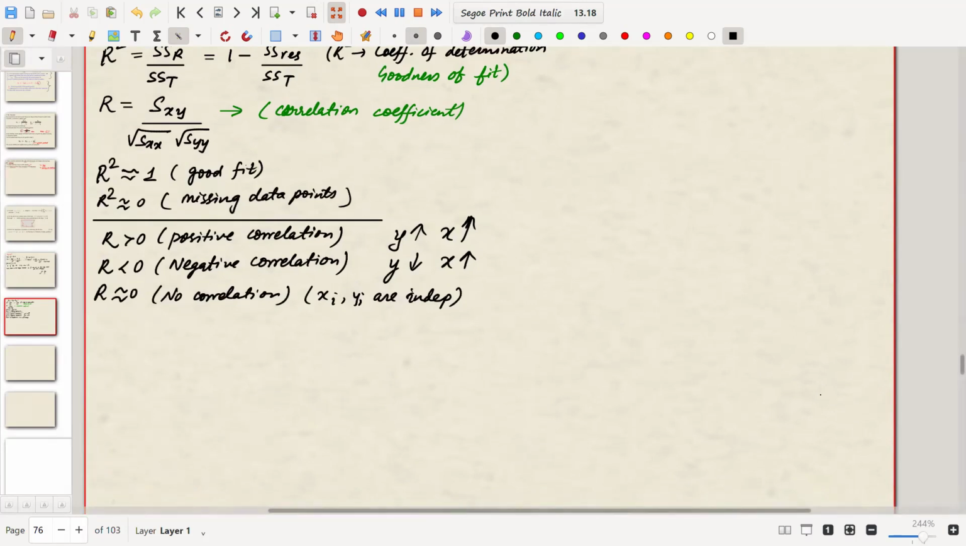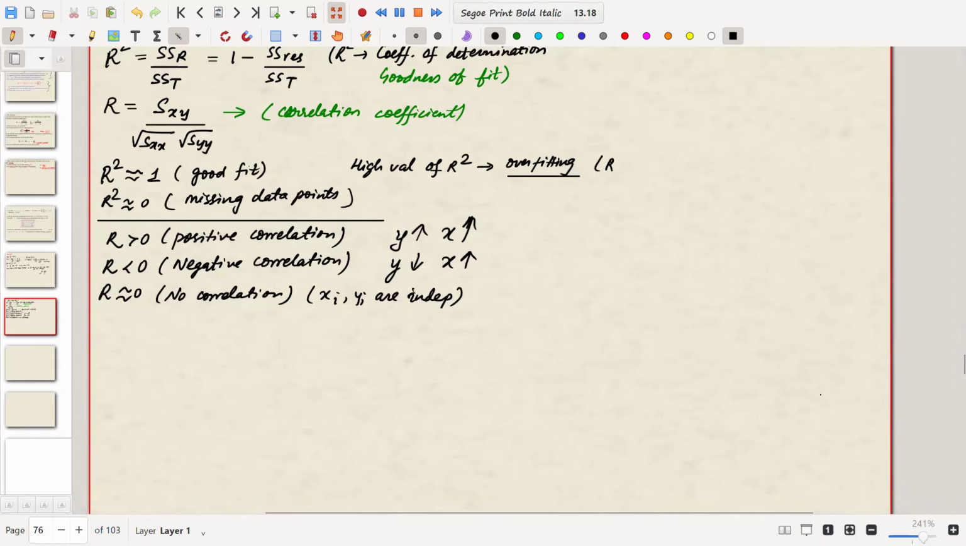High values of R2 might indicate a good fit, but you should be careful that it does not indicate overfitting. Overfitting is bad. R2 should be close to 1, but should not be equal to 1. R2 equal to 1 is overfitting, so in order to avoid overfitting, it should not be equal to 1.